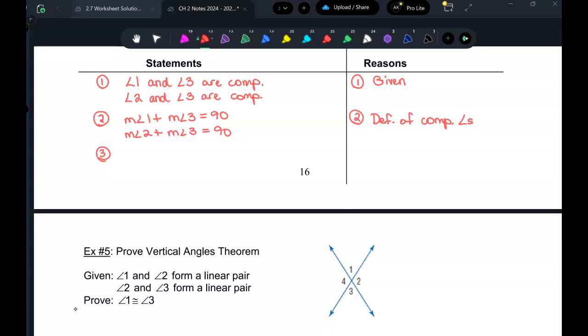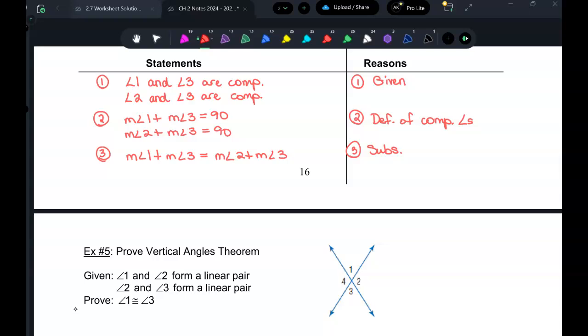What do we notice is the same here? The 90. Also the angle 3. If they're both equal to 90, what can I say about measure of angle 1 and measure of angle 2? Go ahead, Mia. Measure of angle 1 plus measure of angle 3 equals measure of angle 2 plus measure of angle 3. Perfect. That's substitution. And then you do subtraction.